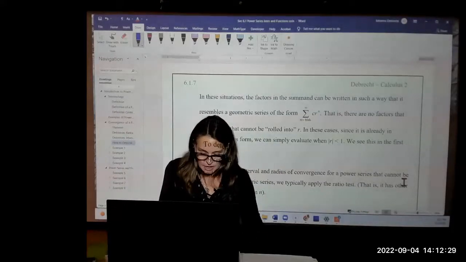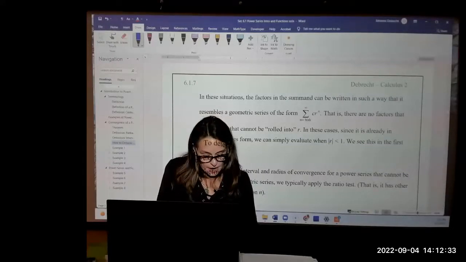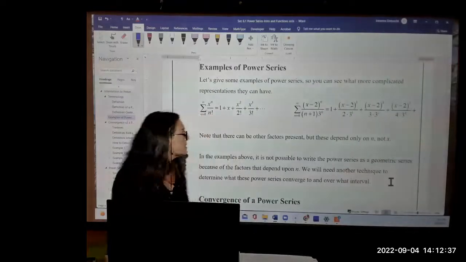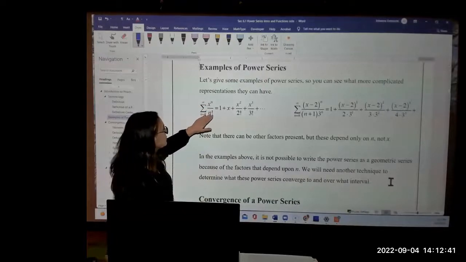Now, what if we don't have a series like that? What if we have one more like the examples of the power series that we saw right here, where we have this factor n factorial?